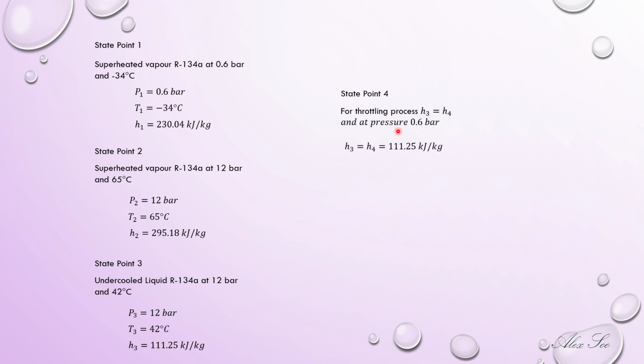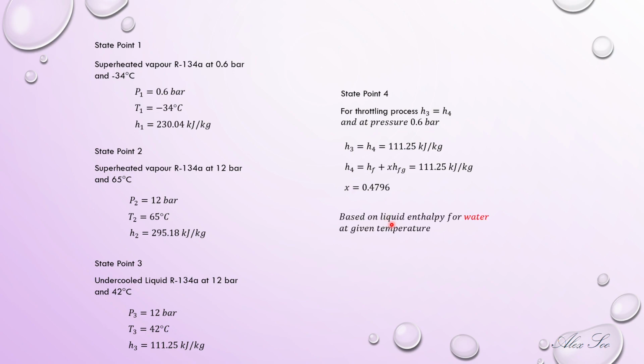So we got H3 prime, not H3. H3 prime is equal to H4. From here we can find out the quality of the vapor, not steam, sorry. It is the vapor refrigerant R134a. So this is the dryness fraction, or the quality, of the vapor refrigerant.